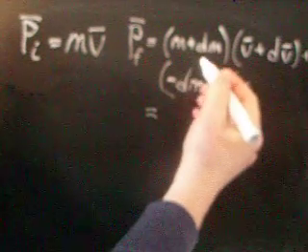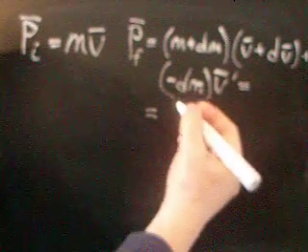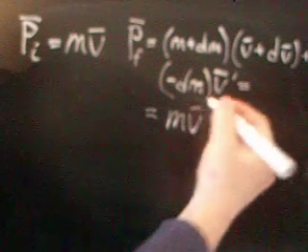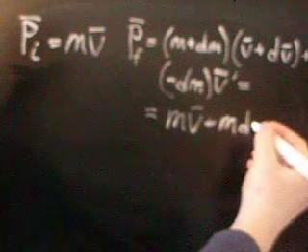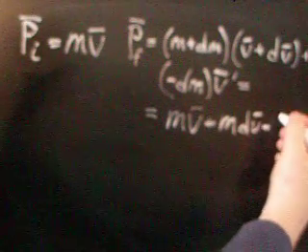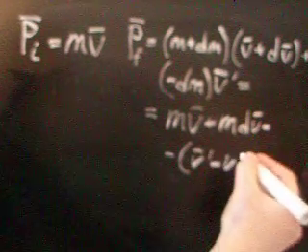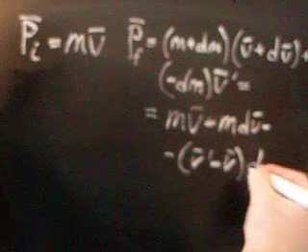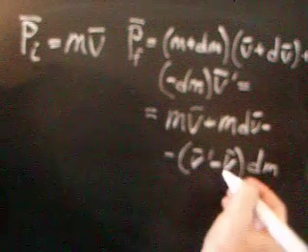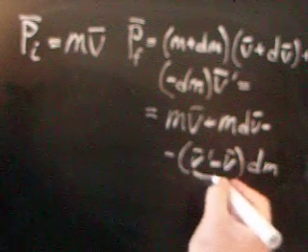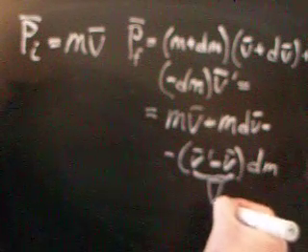If you calculate this and we neglect the small quantity dm times dv, we get m v plus m dv minus (v prime minus v) times dm. But the velocity of the exhausted gases relative to the Earth, v prime, minus the velocity of the rocket relative to the Earth, is equal to the velocity of the exhausted gases relative to the rocket, ve.